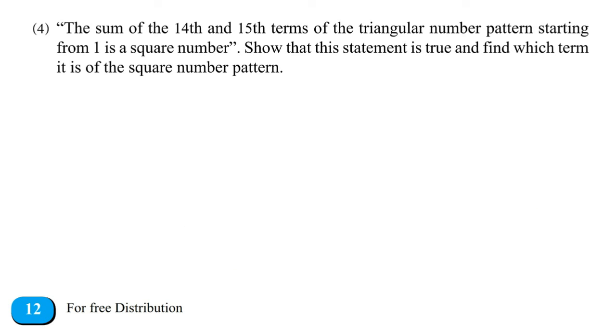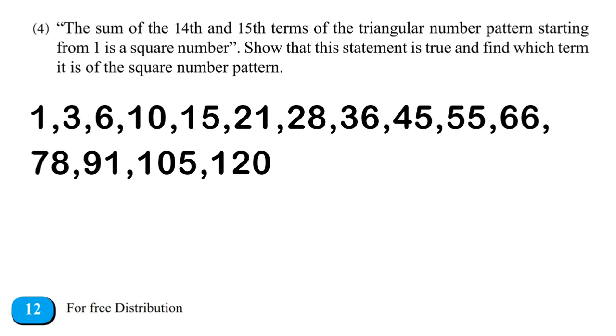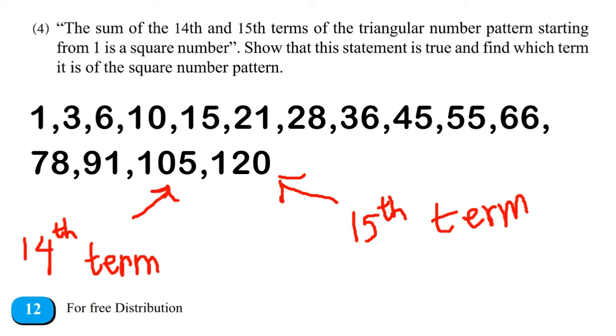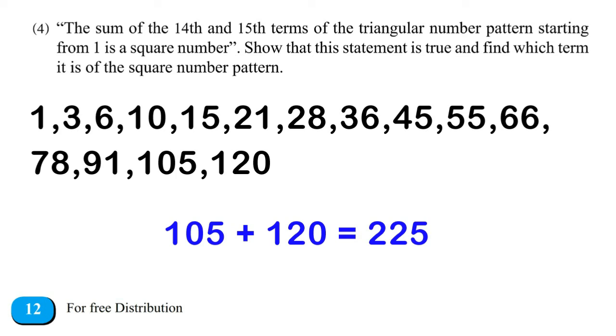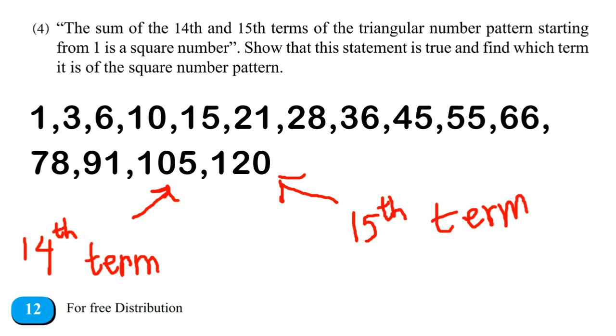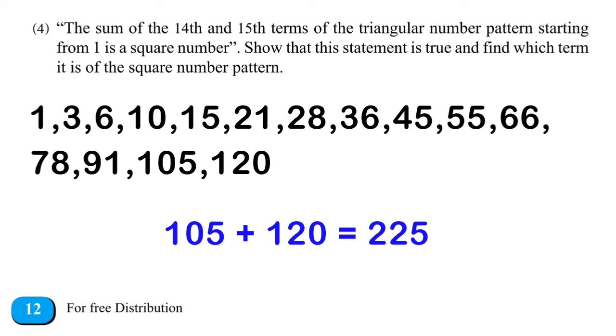The sum of the 14th and 15th terms of the triangular number pattern starting from 1 is a square number. Total of these two terms equals 225.